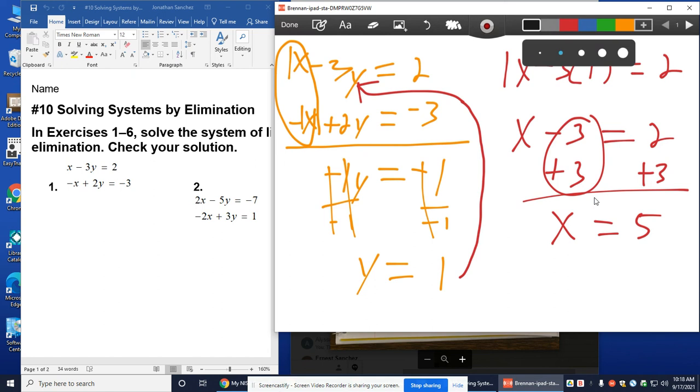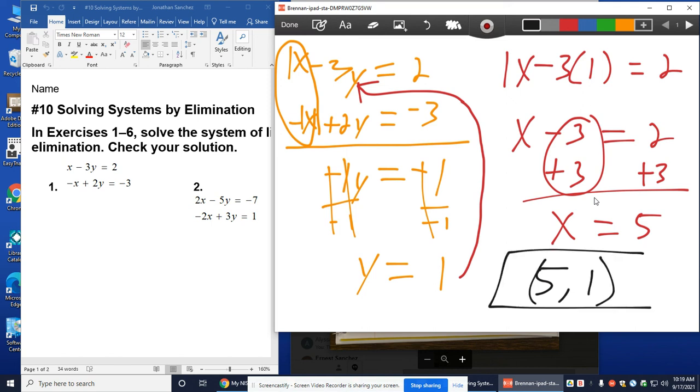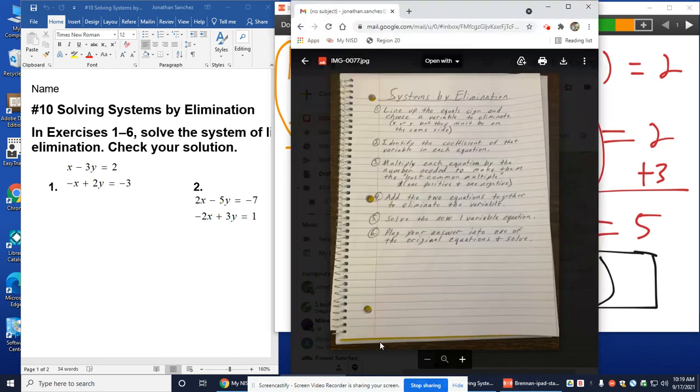Just like we talked about yesterday, the solution for this one is my ordered pair, right? So it's 5, 1. There's my ordered pair. That is the actual solution. So this is two equations that intersect, right? Hopefully that's a good reminder for everybody. If you haven't already written the notes, make sure that is in your notebook.